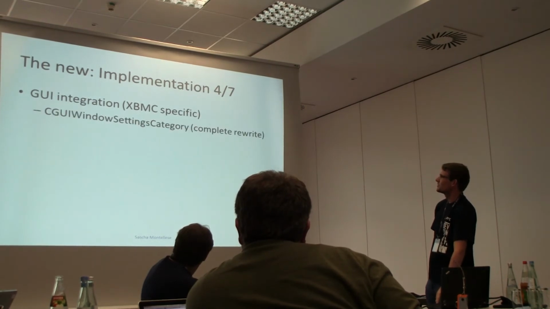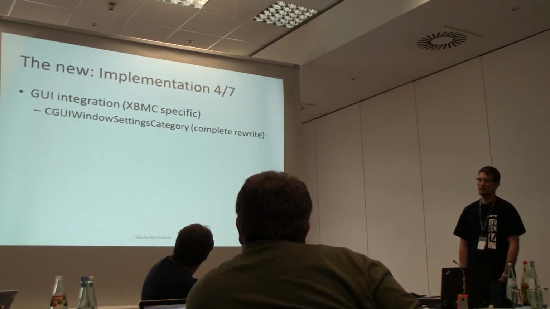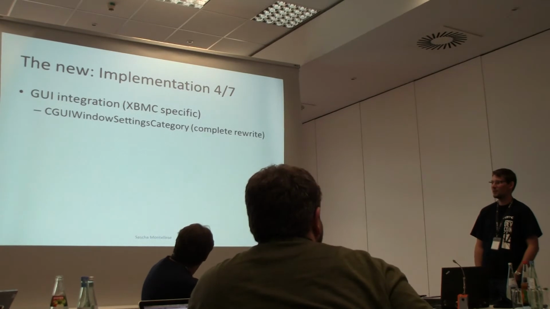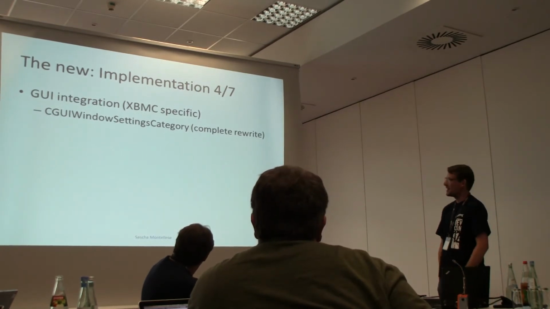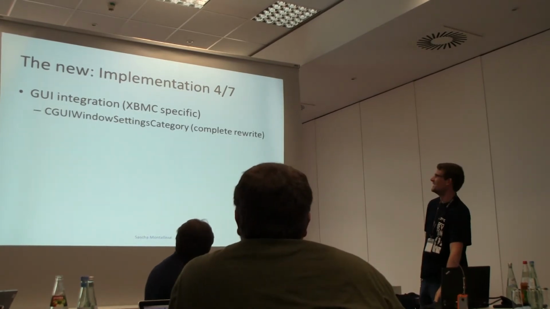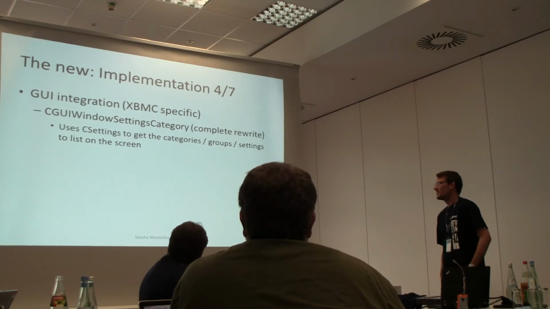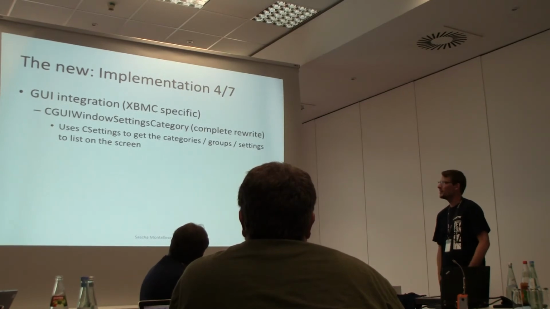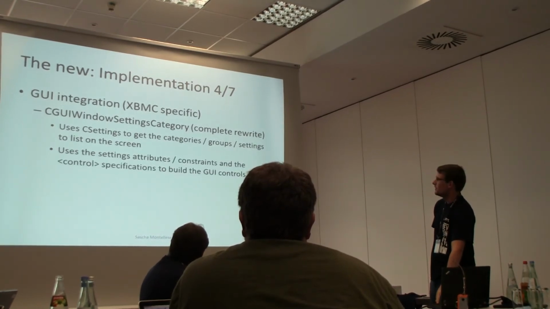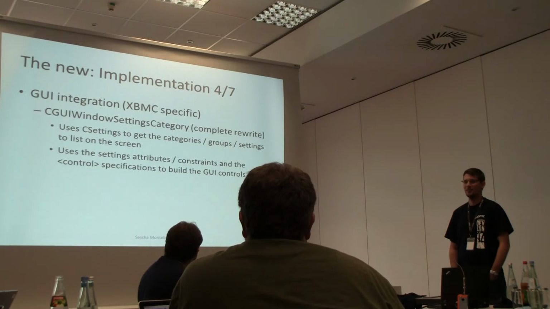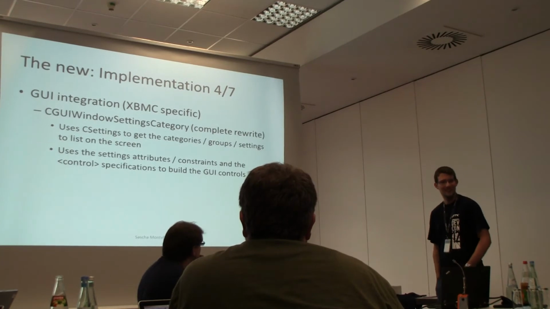The GUI integration is a complete rewrite of CGUIWindowSettingsCategory. I basically threw away everything in there because there was so much clutter. I tried to do it step by step and then I gave up. I threw everything away and did it from scratch. It uses CSettings to get the categories and the setting groups, so we can build the user interface. And it uses the control definition from the XML to know how a setting should be represented in the user interface.